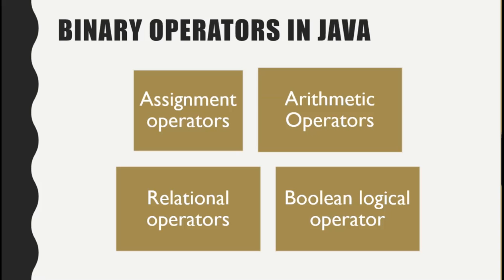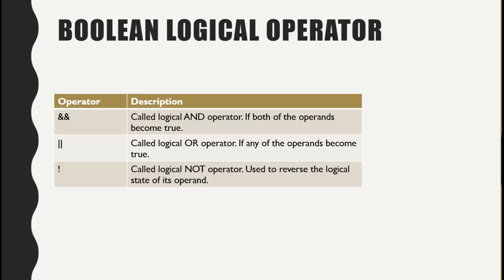So the next one is Boolean operators. In the sense of Boolean operators, there are three symbols. The first one is double and, then this double or sign, and the not operator. Double and is also called the logical AND operator. This is used for having both of the conditions true.